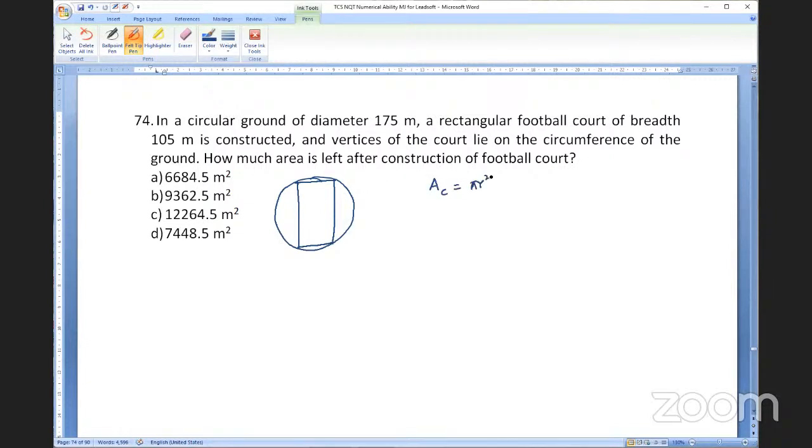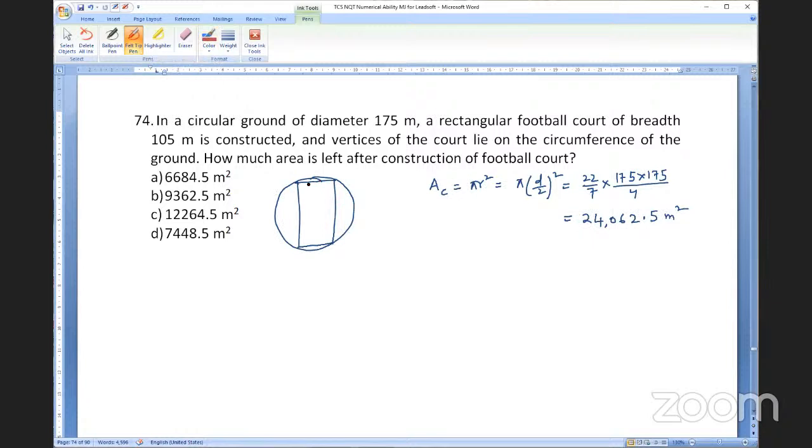Area of the circle is pi r square, or pi into d by 2 whole square if diameter is given. That is 22 by 7 into diameter 175 into 175 by 4. We can drop down our on-screen calculator and check this. How much is it first? 22 into 175 into 175 divided by 7 divided by 4. Area of the circle is 24062.5 meter square.